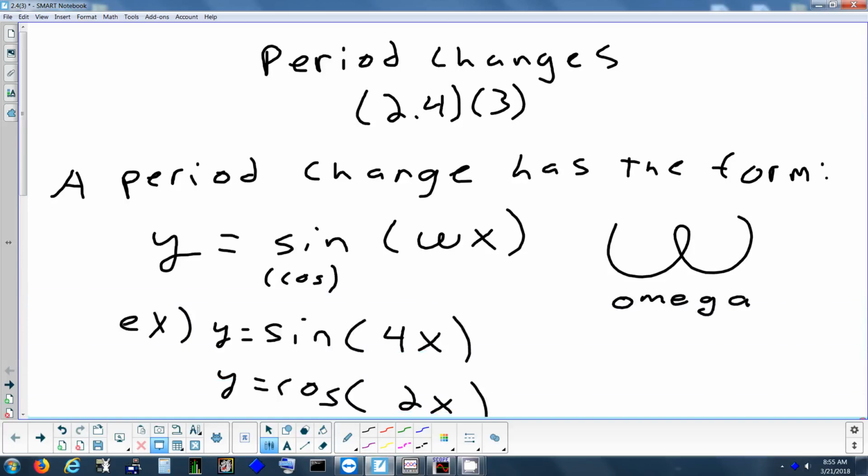So the letter that your book uses, you can really put any letter you want in front of x. They just use this Greek letter. Kind of looks like a W, but it overlaps a little in the middle. And that just stands for a number. Okay? Could be, in this case, a 4 or a 2, but that number controls how the period is going to change. The way you can think of a period change is you are stretching or compressing the graph, but we're not doing it vertically. We're doing it horizontally.